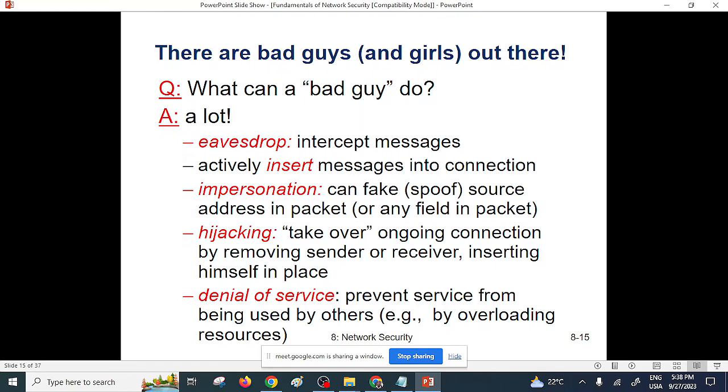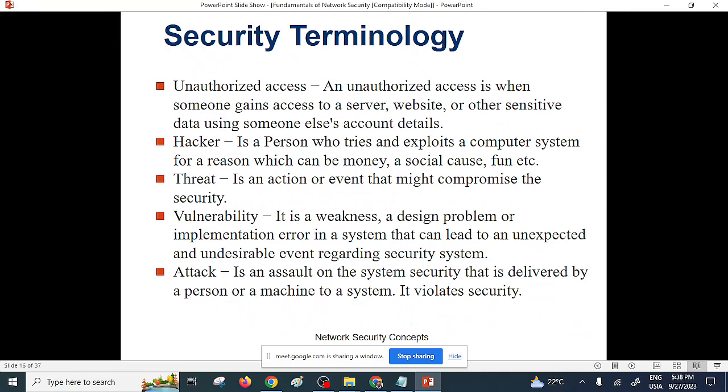Do I have antivirus, for example? These are just basics. Are my users trained? Are the protocols we are using secure? Right? Because the bad guys are equally sharp, right? They are just there to check on the system and utilize those particular loopholes.